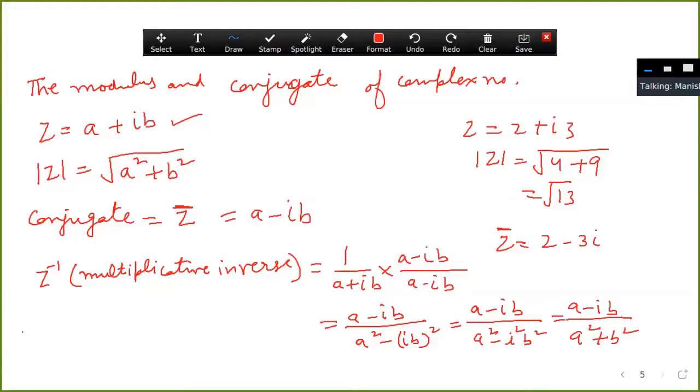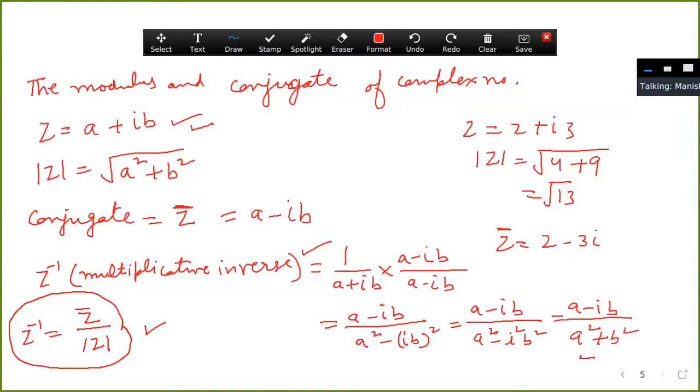In short, the formula: if the complex number is a plus iota b, then a minus iota b can be written as z conjugate, upon a square plus b square, which is mod of z square. This is the formula to calculate the multiplicative inverse, and this is the process to do the question. You can do it by this process or by using this formula directly. Okay.